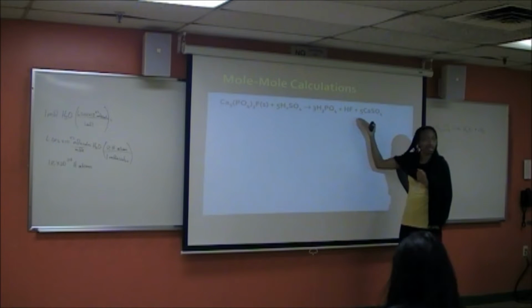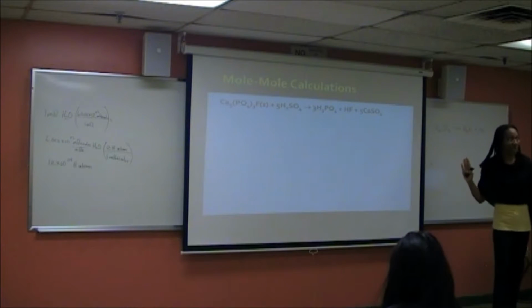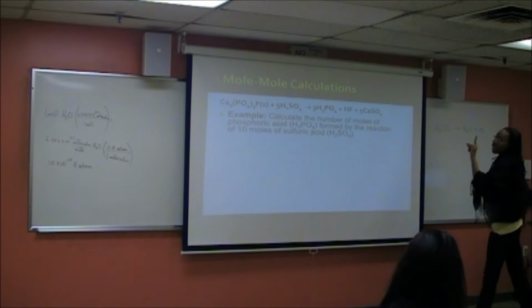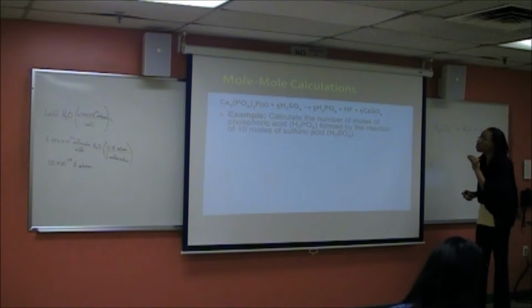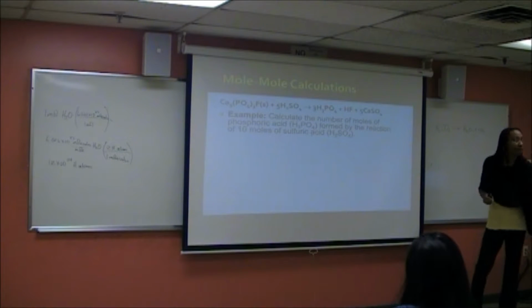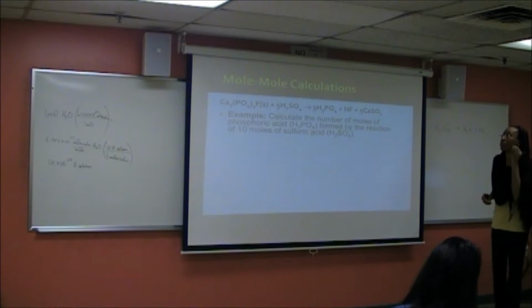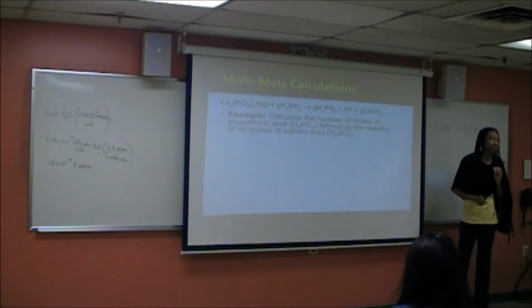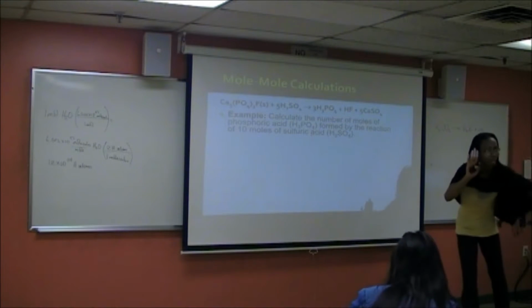My lovely question, my equation. Okay? Now, you ready? We got this? Set it up? Alright. Calculate the number of moles of phosphoric acid formed by the reaction of 10 moles of sulfuric acid. Wait, hold on. Take it one step at a time.